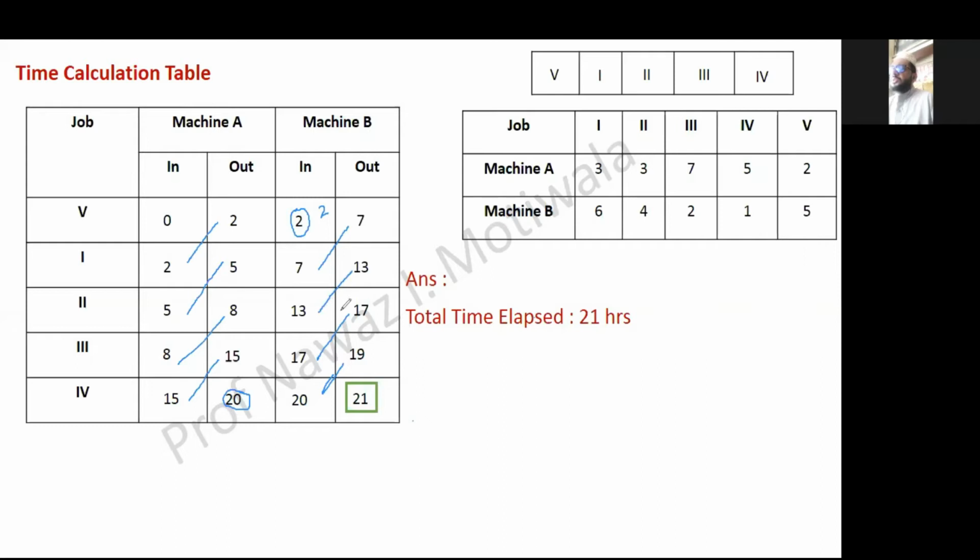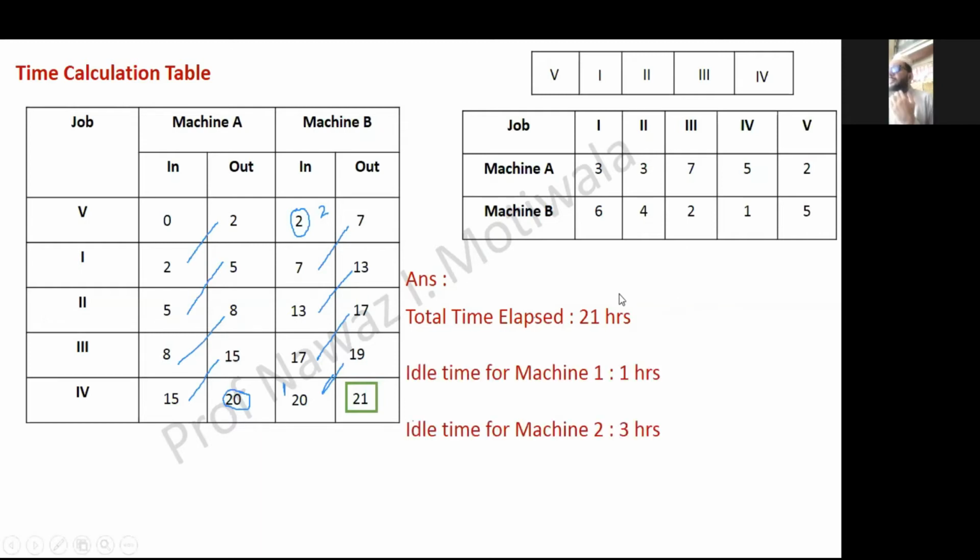13 and 13, no idle time. 17 and 17, no idle time. 19 and 20, that means there is an idle time of 1 minute. So total idle time will be this 2 and this 1, that will be 3. So I will write my answer that total idle time for machine 1 is 1 hour and total idle time for machine 2 is 3 hours.